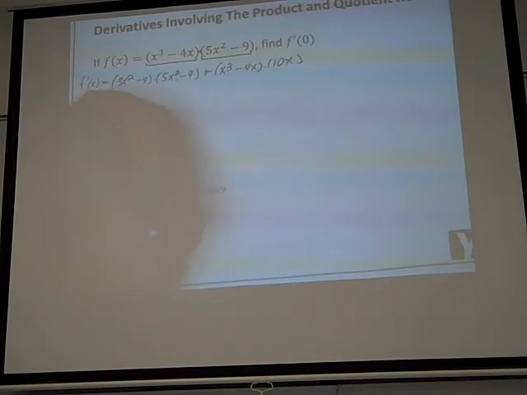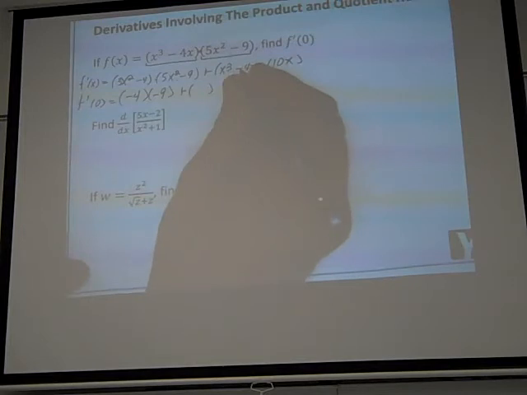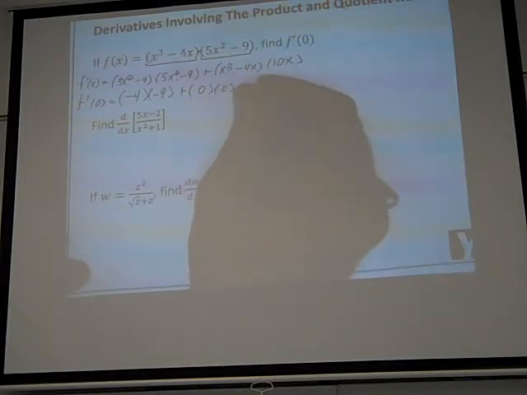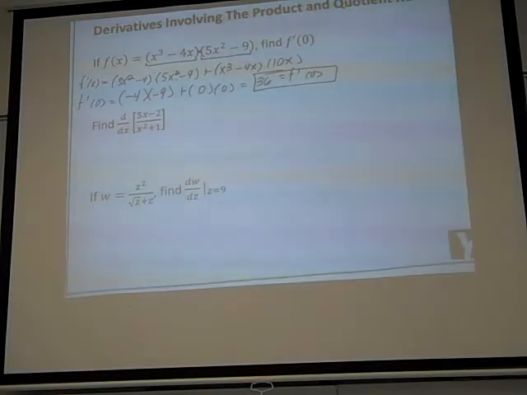Great. Now we need to find f prime of 0, which means everywhere there's an x, we're going to replace x with 0. 3 times 0 squared is 0, minus 4 is negative 4. 5 times 0 squared is 0, minus 9 is negative 9. Plus 0 cubed is 0, minus 4 times 0 is 0, times 10 times 0 is 0, and we get 36. So f prime of 0 is 36.